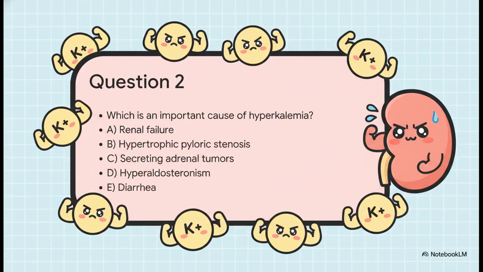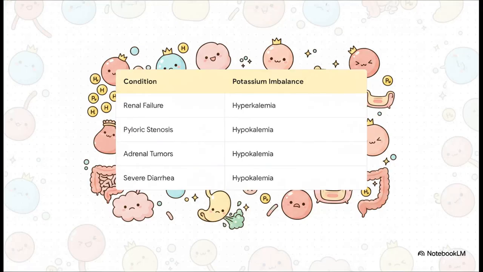All right, keep the momentum going. Which of the following is an important cause of hyperkalemia? A, renal failure. B, hypertrophic pyloric stenosis. C, secreting adrenal tumors. D, hyperaldosteronism. Or E, diarrhea. The answer is A, renal failure. Honestly, it's the single most important clinical cause of hyperkalemia you'll see. The moment glomerular filtration drops, the body completely loses its primary mechanism for potassium homeostasis.